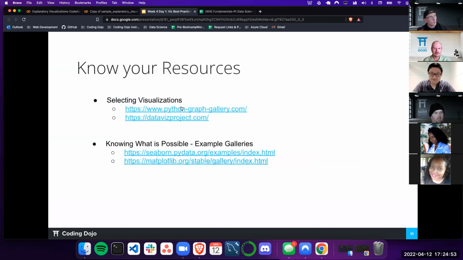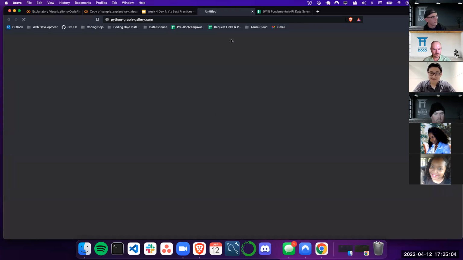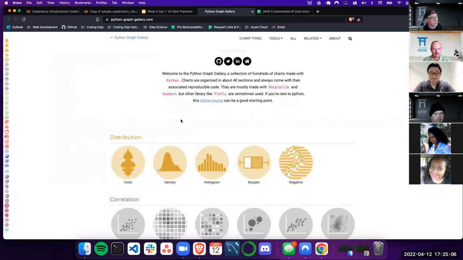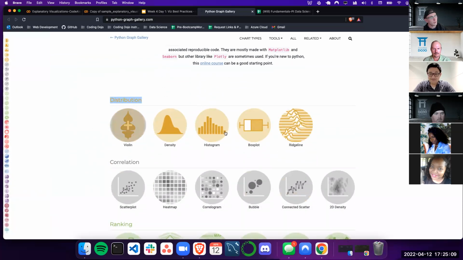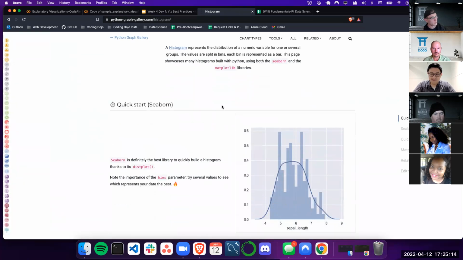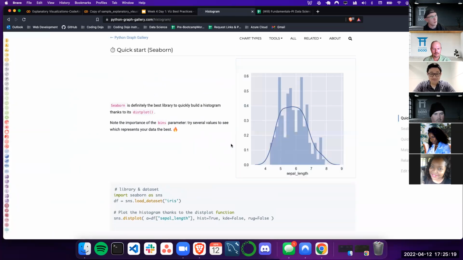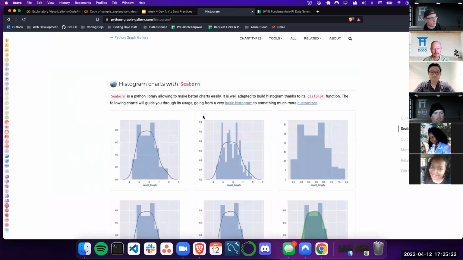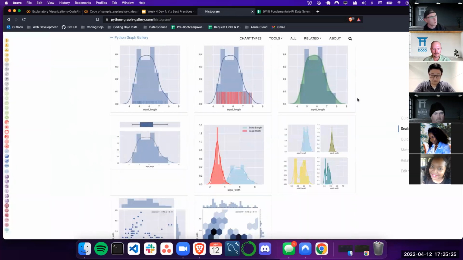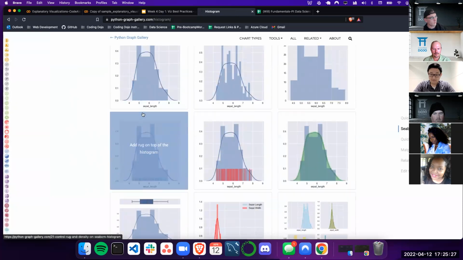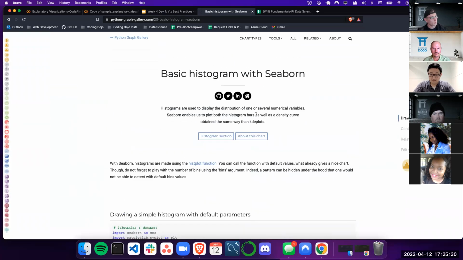Okay. Now, I do want you guys to be aware of some different resources. To know what's possible, here are some example galleries, particularly Seaborn and Matplotlib. But there are some great ones, like this Python graph gallery, where I can see, for a distribution, the different types of charts I can create. If I look at one, like a histogram, I can see all the code that will walk through this, right? This is just a quick tool. I think I showed this to you guys last week. If I didn't, it's here now. It's where you can go and look at all of these different types of histograms and different things you can do where you're playing with the bins.